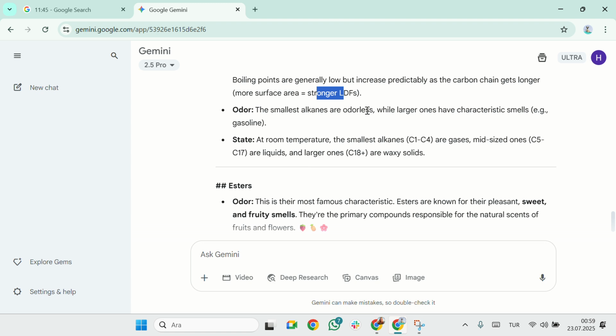Small alkanes are odorless, while larger ones have characteristic smells like gasoline. At room temperature, the small alkanes are gases, mid-sized ones are liquids, and larger ones are waxy solids.